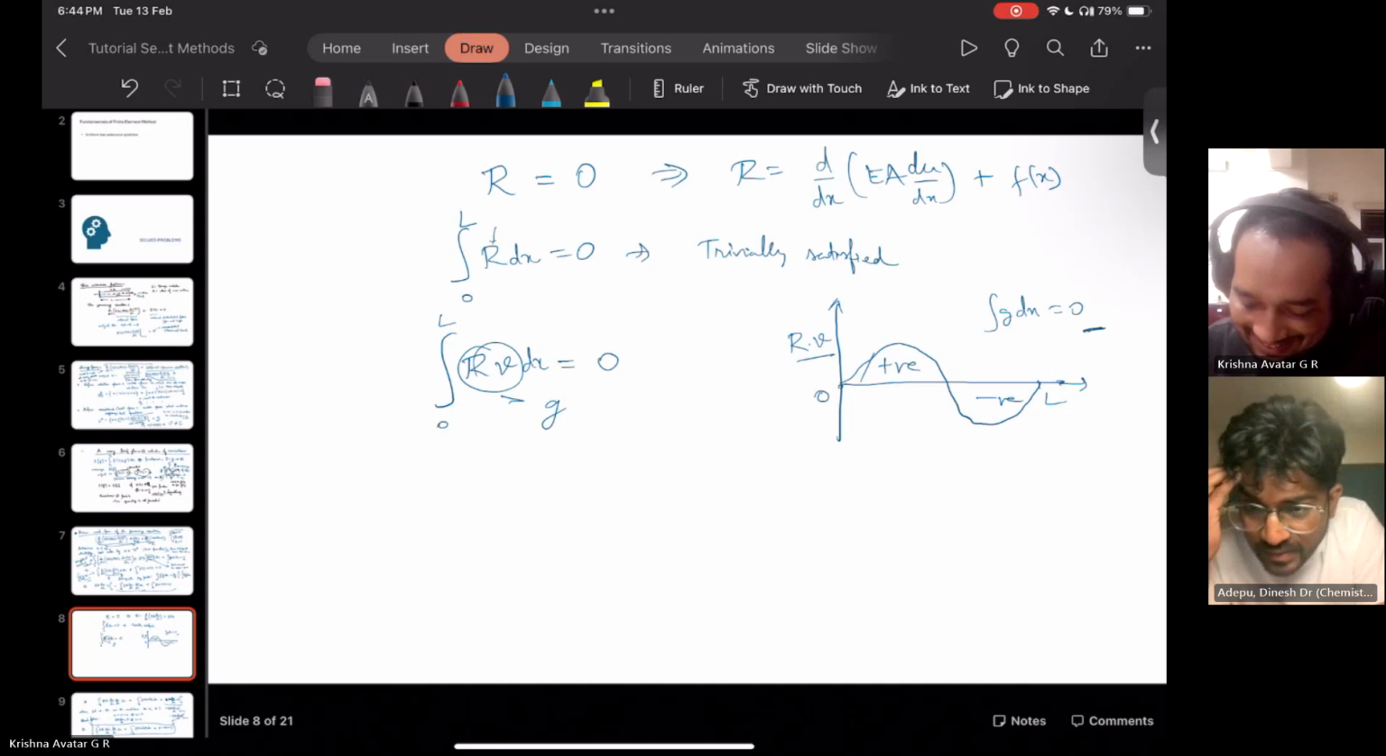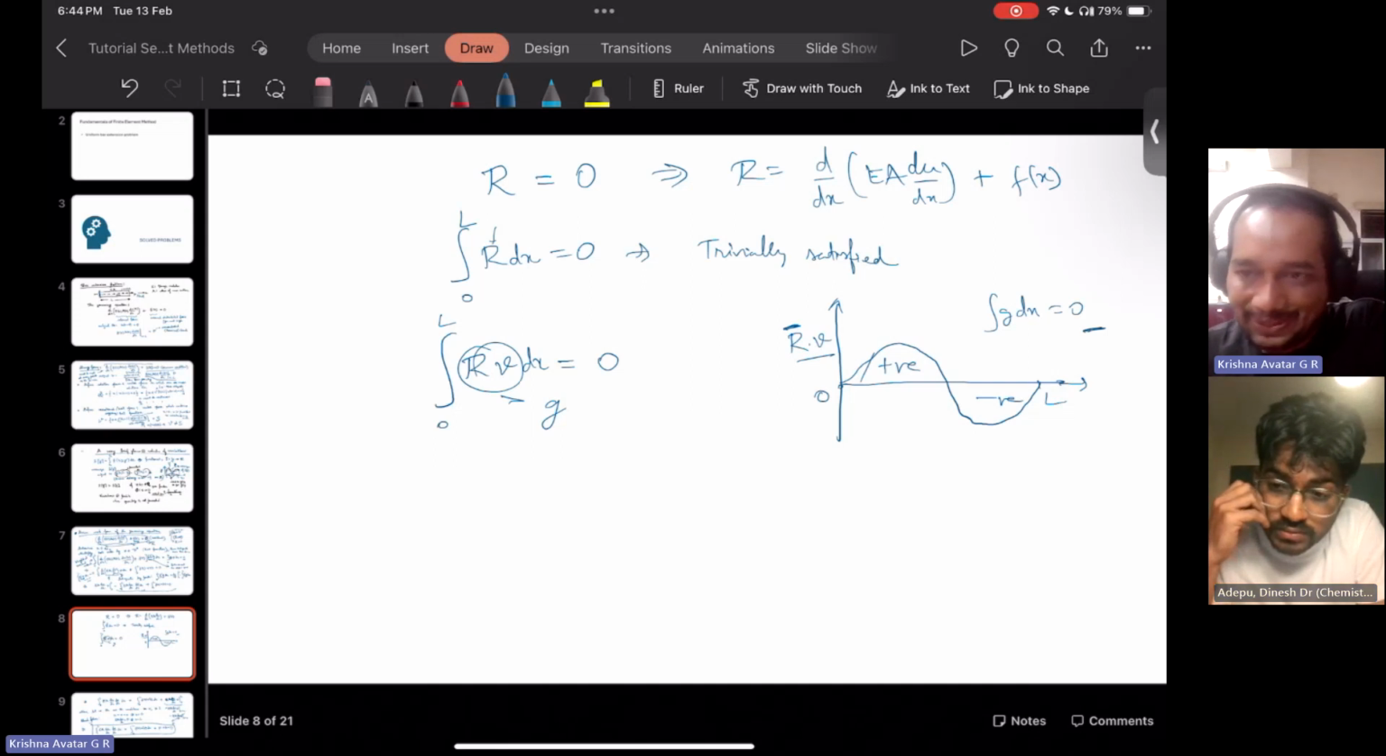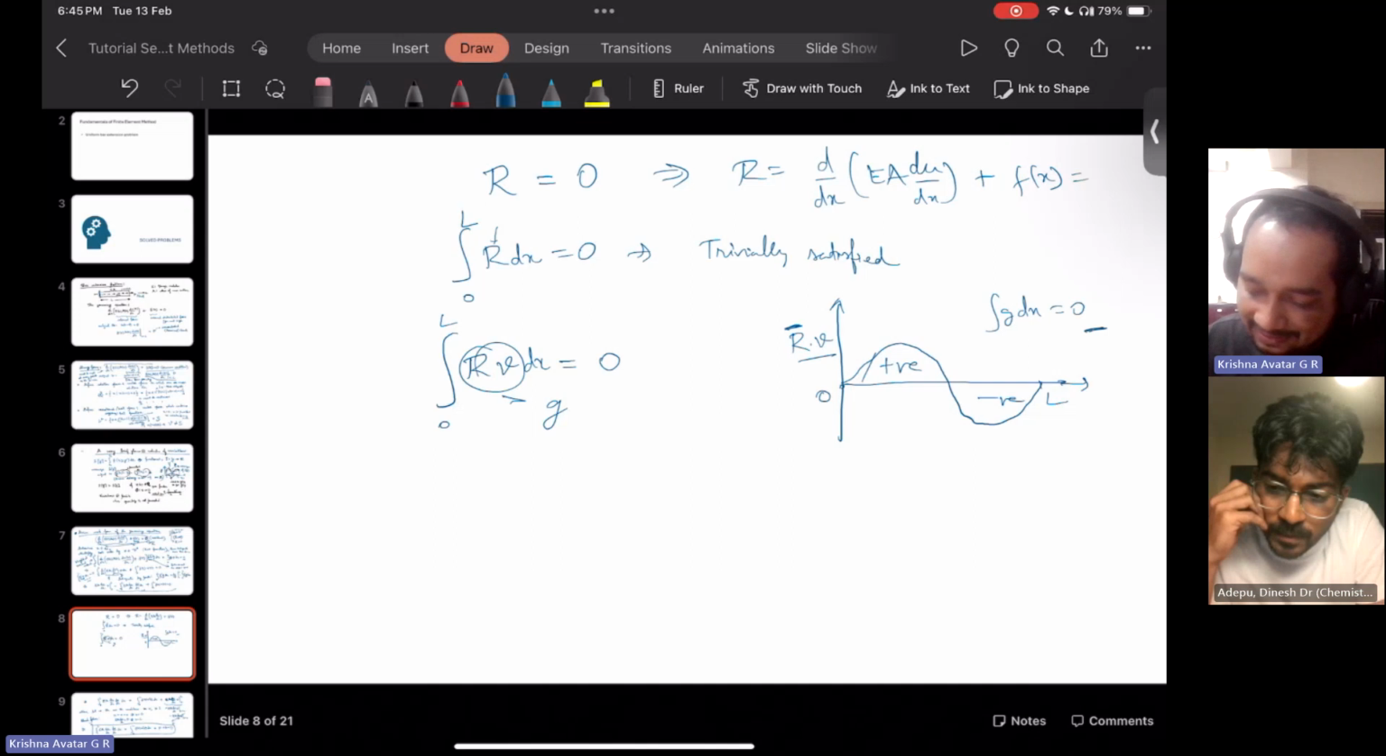Just understand that this is no longer the same R, because we are trying to have a function which does not actually satisfy this equation. It only satisfies it approximately.